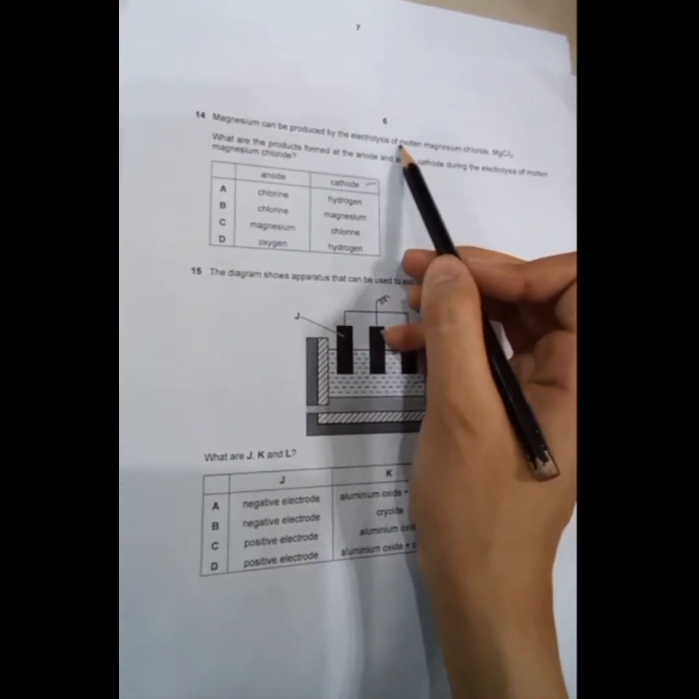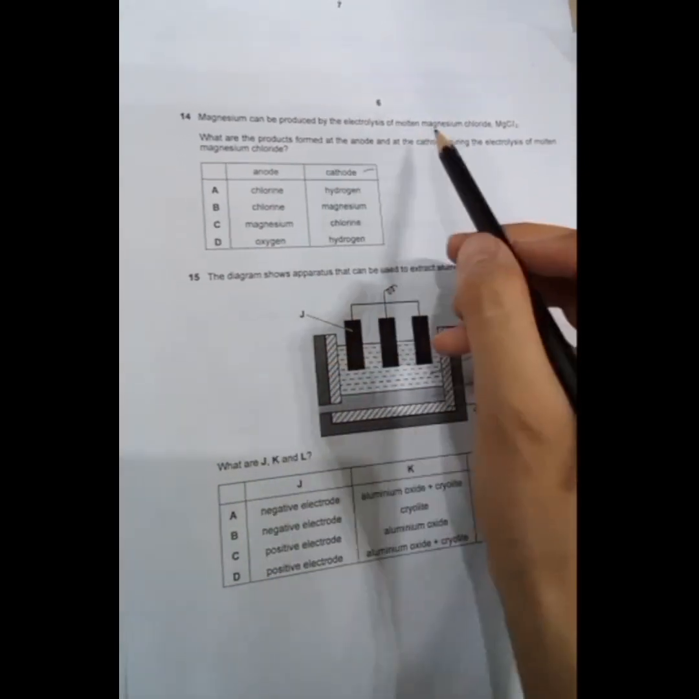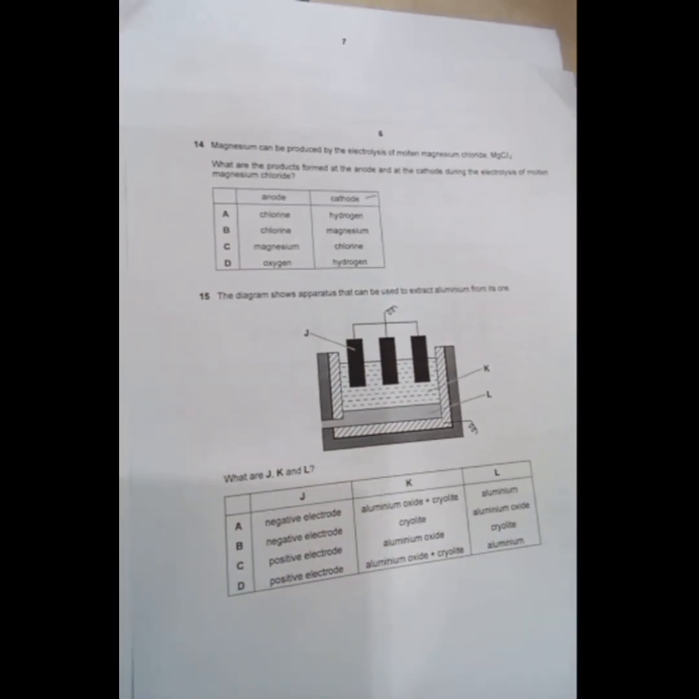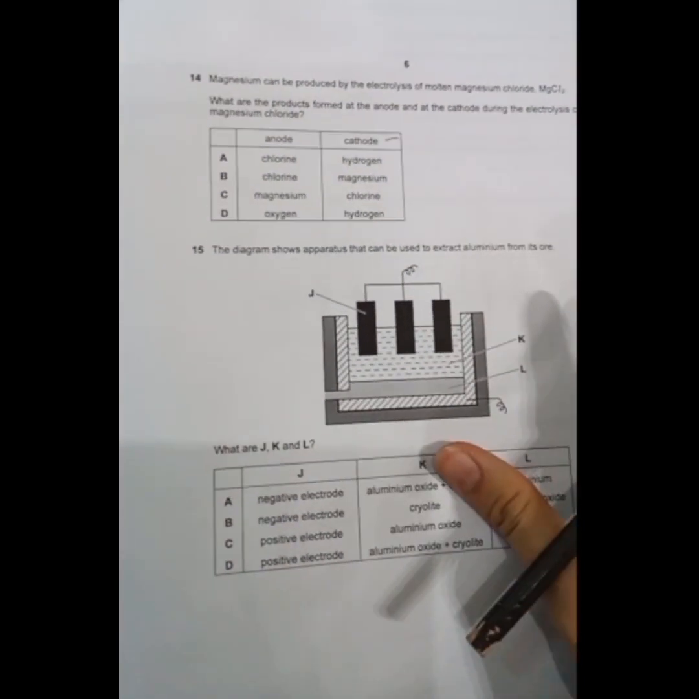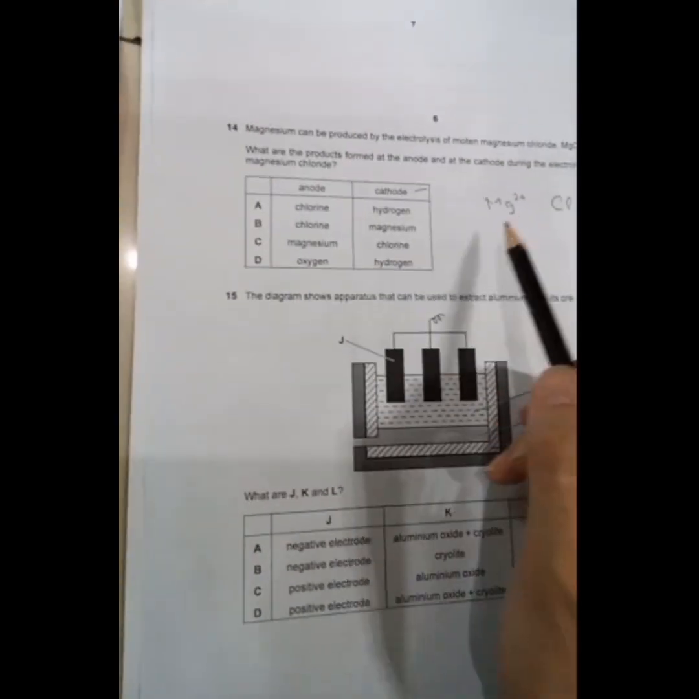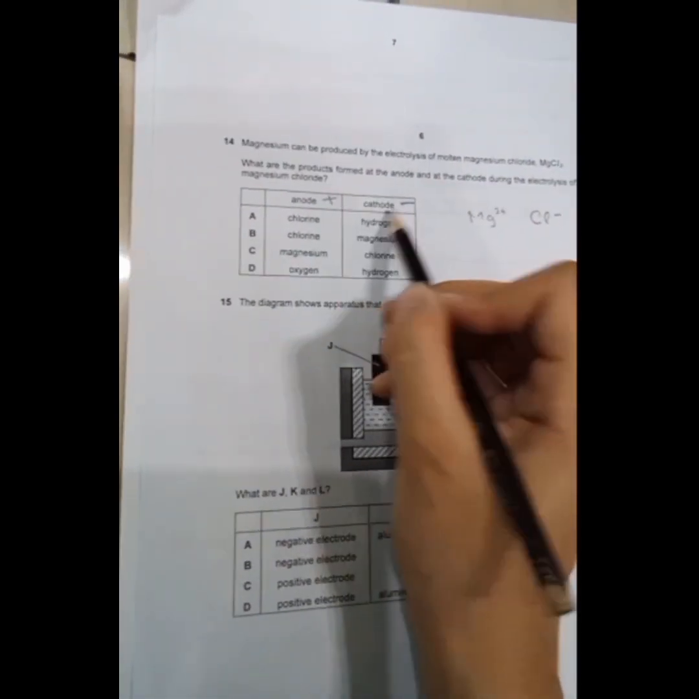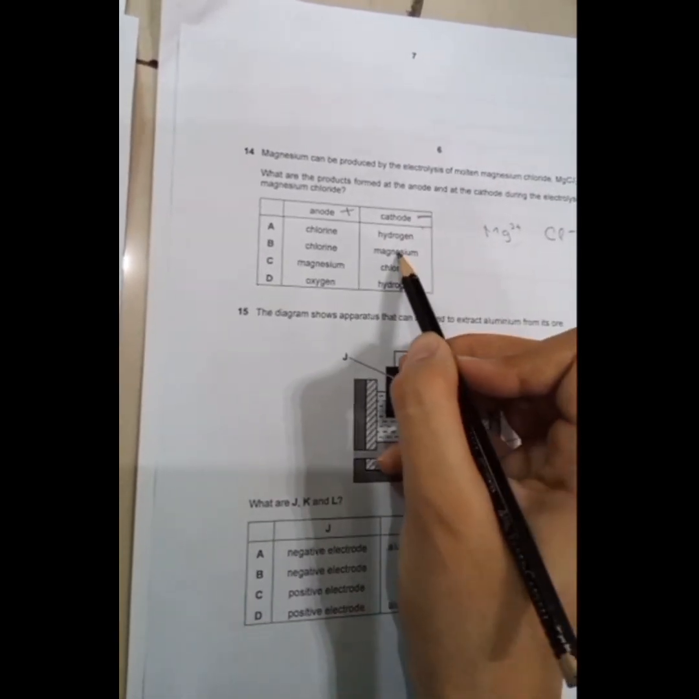Magnesium can be produced by the electrolysis of molten magnesium chloride, MgCl2. What are the products formed at the anode and cathode during the electrolysis of molten magnesium chloride? Okay, so it says molten, very important. What are the ions present in molten magnesium chloride? It's going to be Mg2 plus and Cl minus. The cathode is negative and the anode is positive, and the cathode, since it's negative, is going to attract the positive ions. Positive is magnesium, so it's going to be this option.